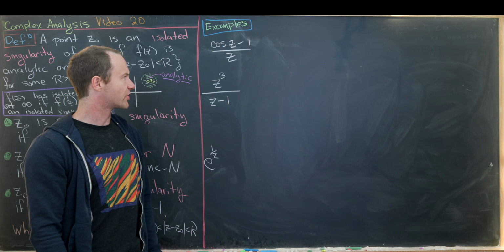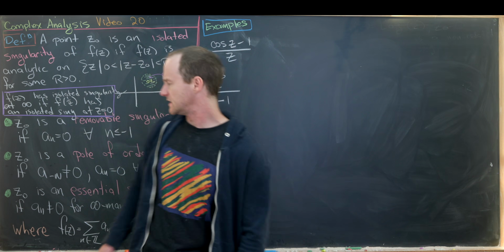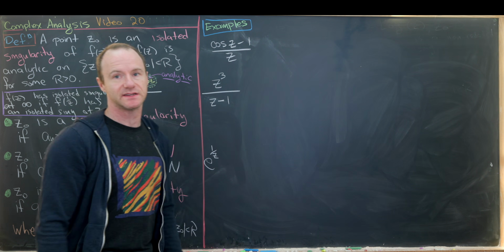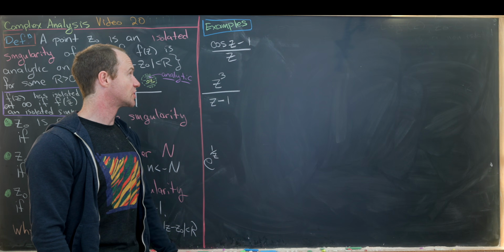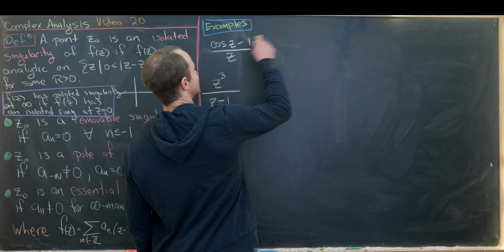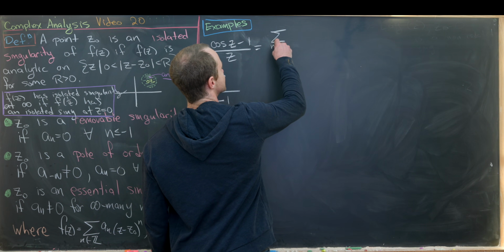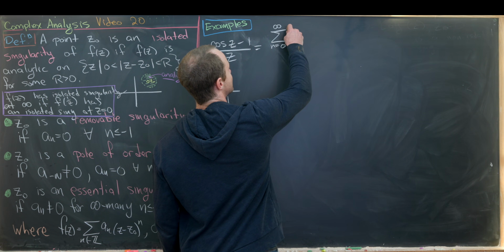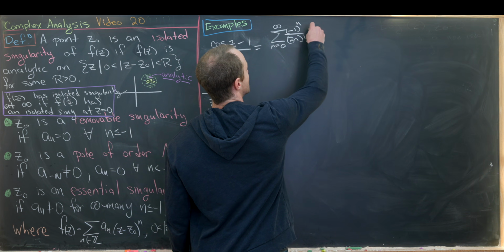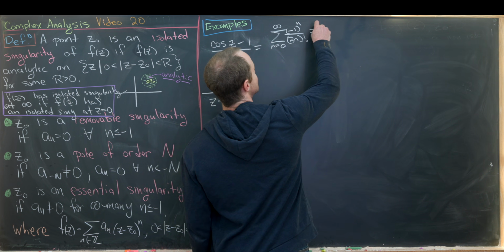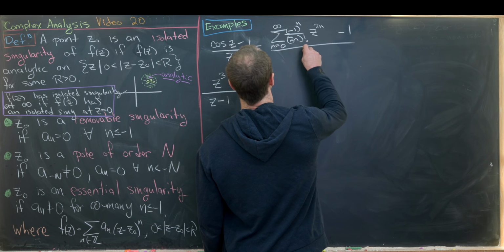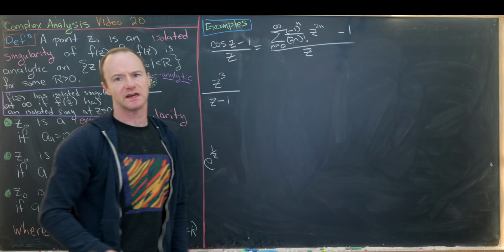Okay, so now let's look at 3 examples. So in these 3 examples will give us examples of all of these types of isolated singularities. We'll start with the function cosine of z minus 1 over z. So let's notice that we can expand cosine as the sum as n goes from 0 to infinity of minus 1 to the n over 2n factorial times z to the 2n. And then from that, we subtract 1 over z, because we've got that z down there.